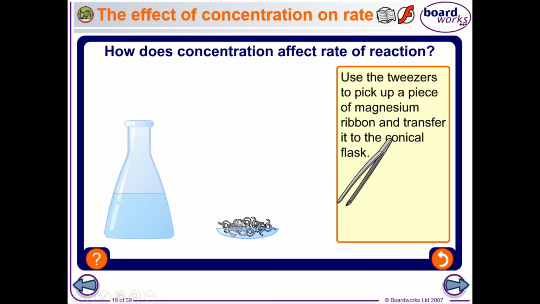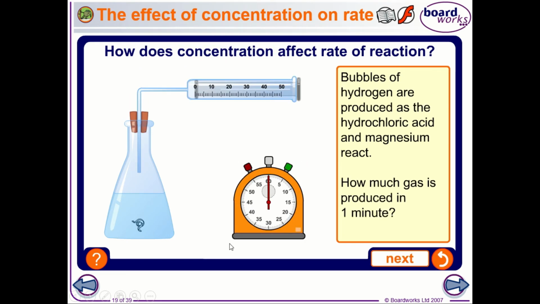So, let us have another one. How does concentration affect the rate of reaction? We can use the tweezers to pick up magnesium ribbon and then transfer it here. Now, the bubbles of hydrogen will be produced dahil dito sa hydrochloric acid, nilagyan natin siya ng magnesium ribbon. Dito sa hydrochloric acid, it will react with magnesium ribbon to produce magnesium chloride at it will release hydrogen gas.